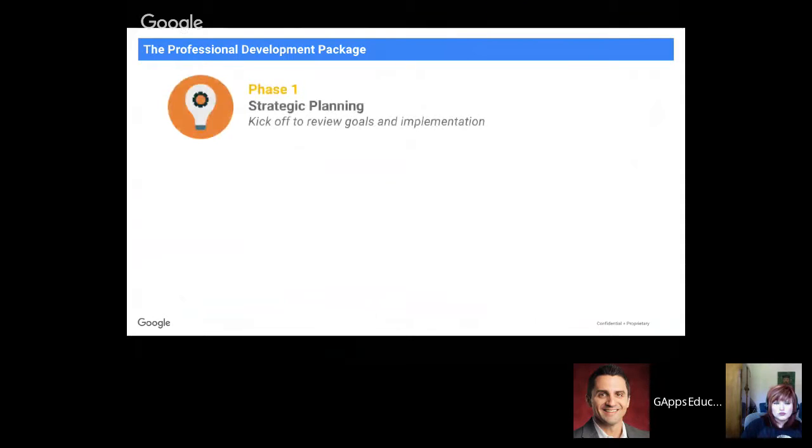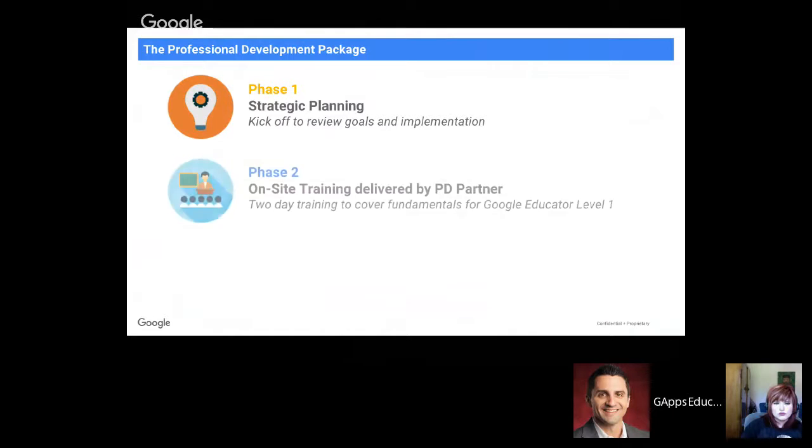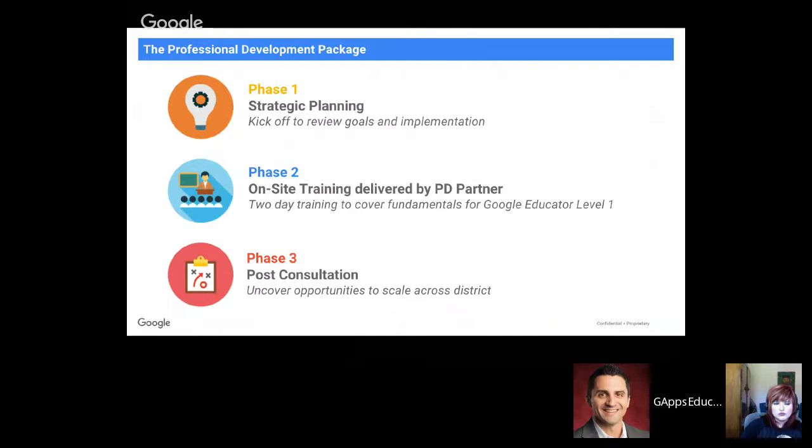And so our PD package is in 3 phases. The first phase is the strategic planning phase. We wanted the partner to truly understand what your goals were and what process would work best for implementation. Next is the actual execution of the training. We're offering the PD package as a 2-day training delivered by FriEdTechnology with Amy Mayer and her team. It could be Amy Mayer or a member of her team. It's a 2-day training that covers the fundamentals for teachers to be able to pass the Google Educator Level 1 certification. And then the final phase is the consultation after the training has taken place.